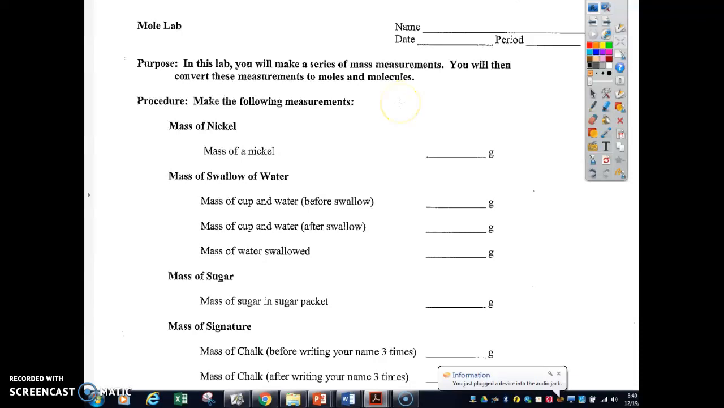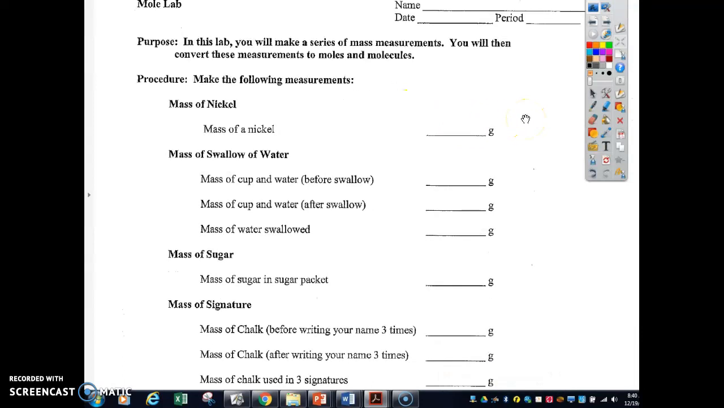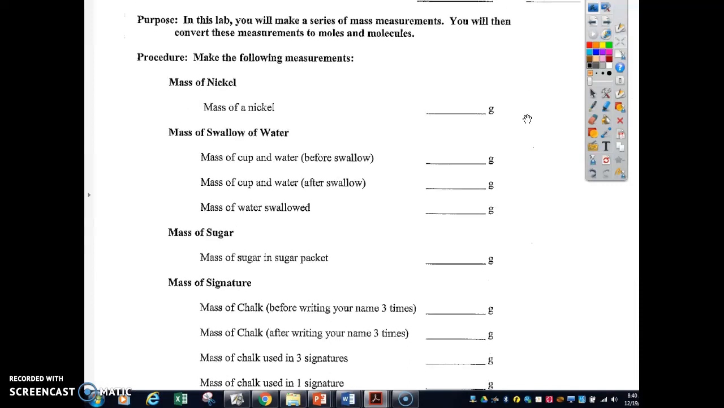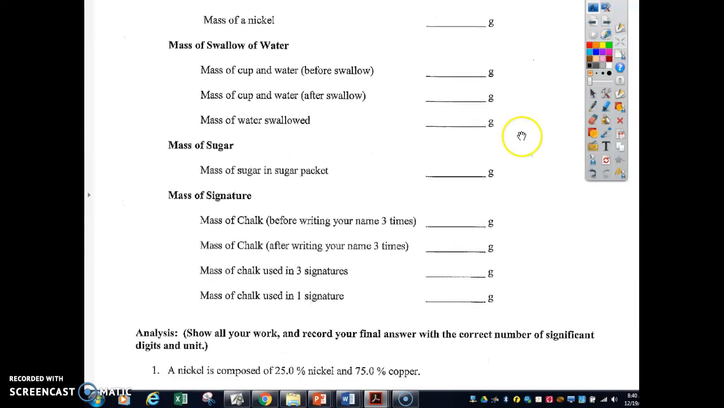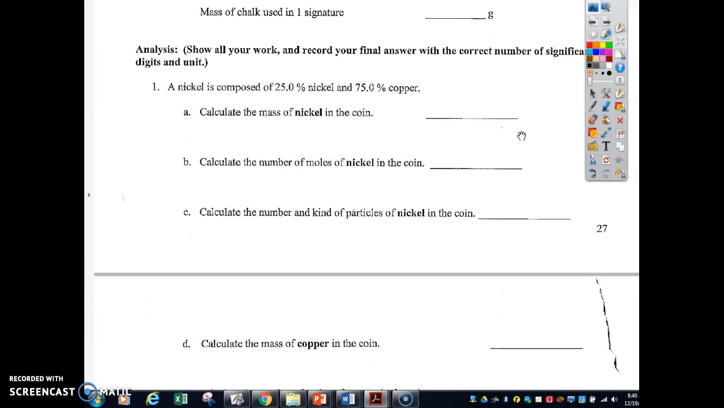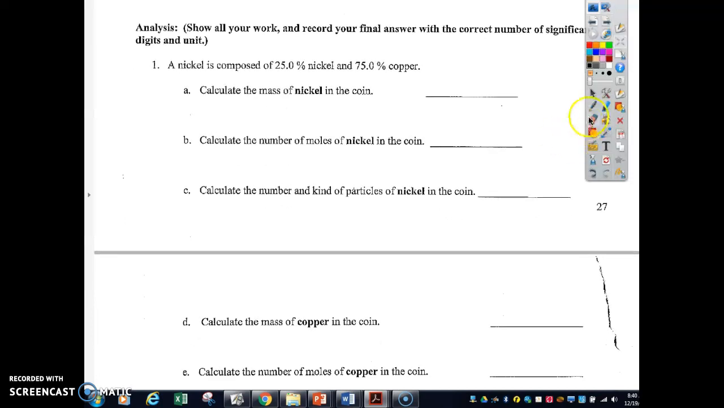In this video, I'm going to go over some of the calculations you will need to do in the mold lab. The top of the front page is all about data collection, and that stuff is really straightforward. You're just going to get the mass of a couple different objects that your teacher has given you. The part that's going to take a lot more effort is the calculations, and that's what I'm going to go over some of with you now.